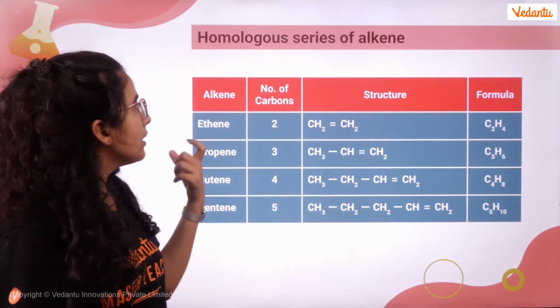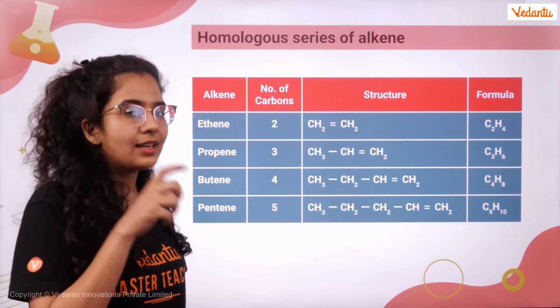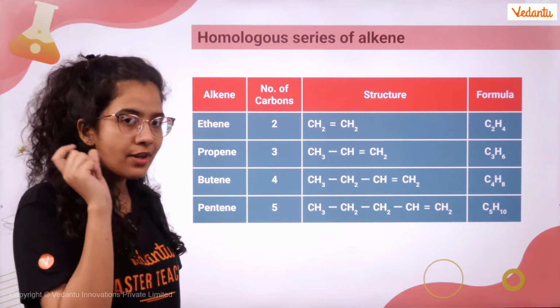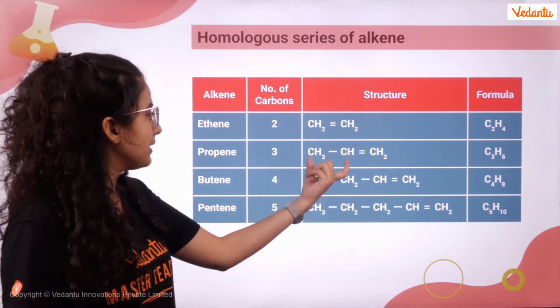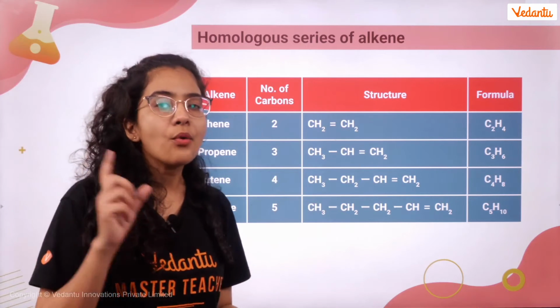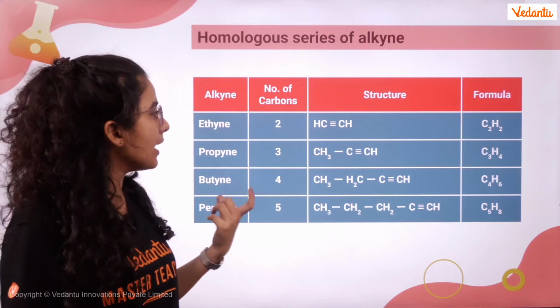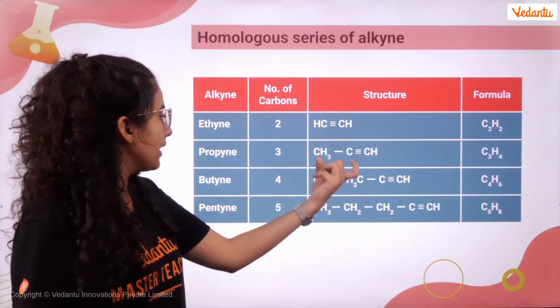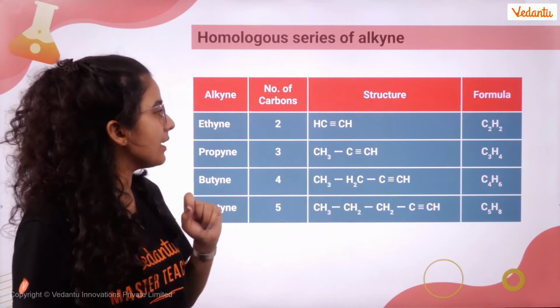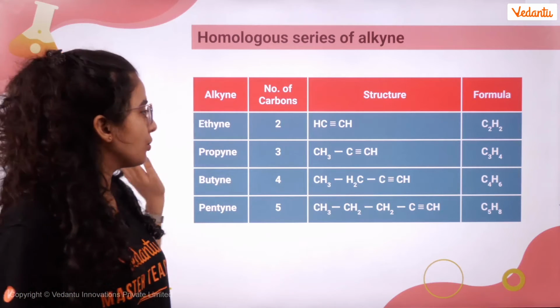Now this is the homologous series of alkene. Alkene is the series in which we have a double bond. This is ethene, propene, butene and pentene. Again you see they differ by one CH2 unit only. Now if I talk about alkyne, this is ethyne, propyne, butyne and pentyne. Again all these also differ by one CH2 unit only.